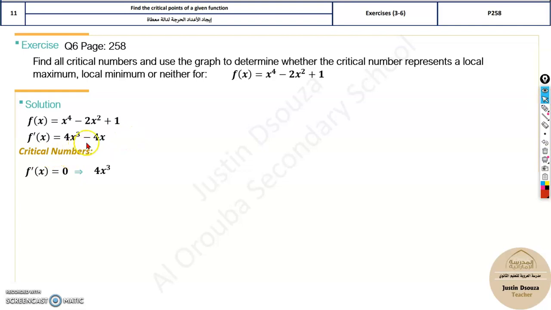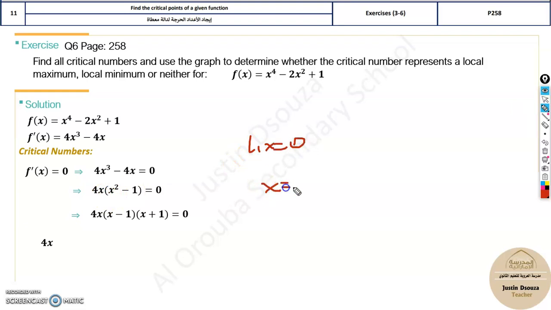It's simple anyways. You can take 4x common out and you will remain with x squared minus 1, that is equal to 0. And now if you just equate both these terms, this is equal to 0 and this is equal to 0, you will get the answer. But yeah, you can directly equate it. So I can do it, f dash x is equal to 0. That means x is 0. Okay, for the first one.